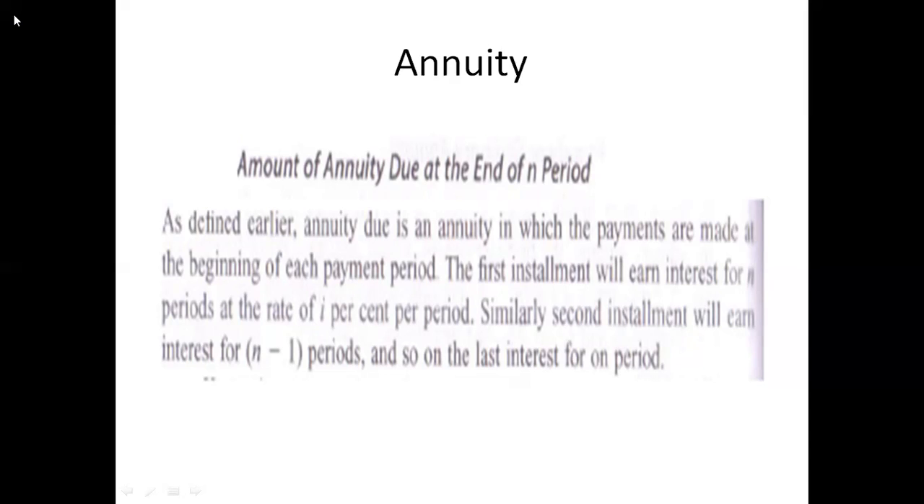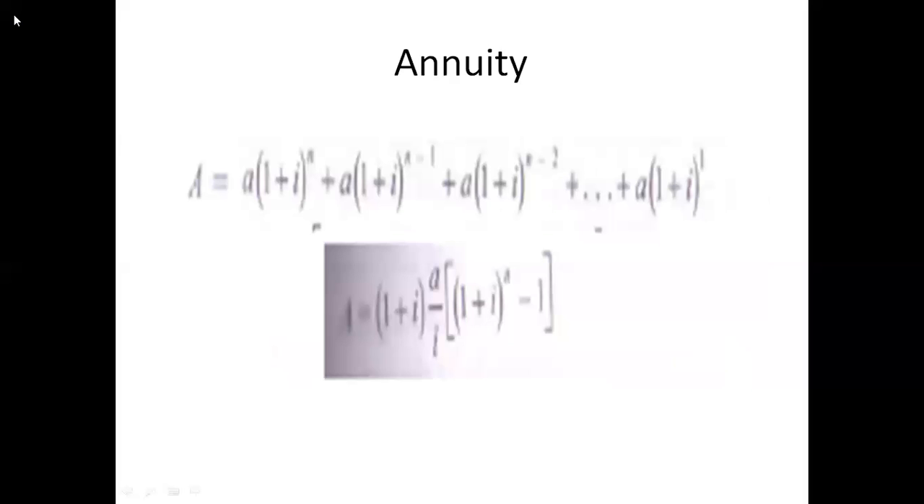As was said previously, suppose you are paying a 6 months installment for a mobile phone. The first installment will earn interest for 5 months, the second for 4 months, the third for 3 months, the fourth for 2 months, the fifth for 1 month. And the final installment will be only the amount of the principal.